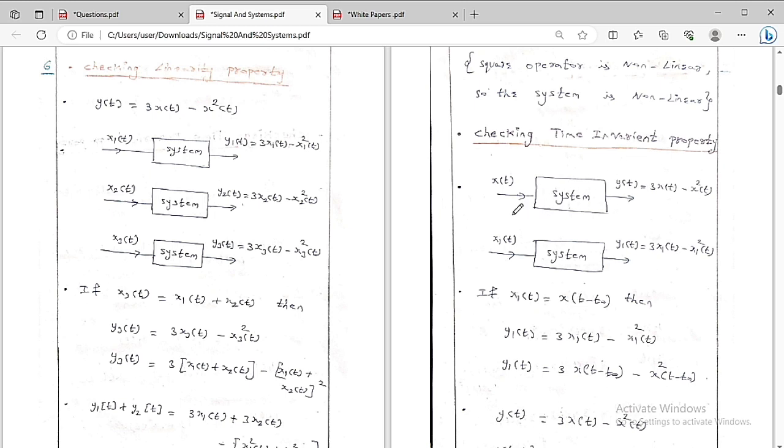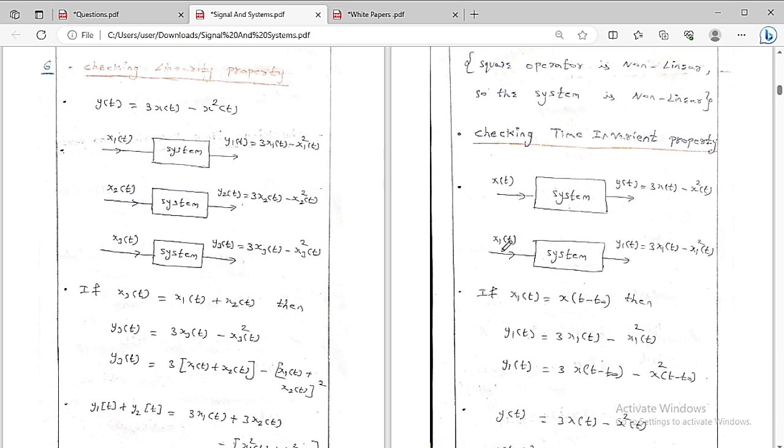So this is a system. The input is x of t. What is the output? y of t is equal to 3 into x of t minus x of t whole square. For the same system, the input is x1 of t, then what is the output? y1 of t is equal to 3 into x1 of t minus x1 of t whole square.